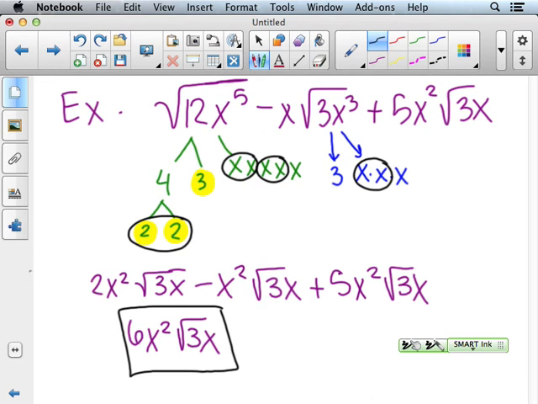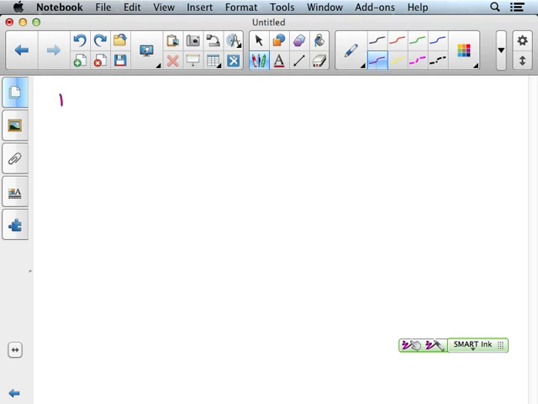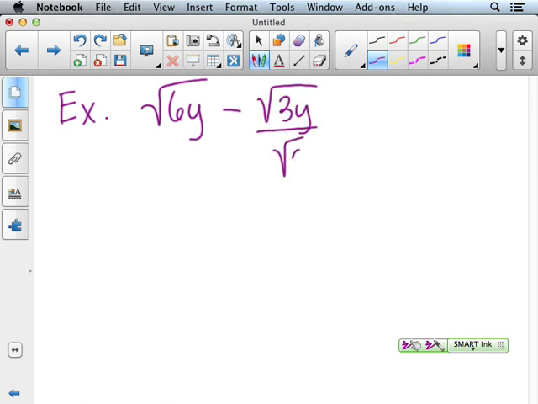All right, last one. So we've got square root 6y minus square root 3y over square root 2. So first thing I'm going to do here, and there's lots of different ways you can do this problem, is rationalize my denominator. Okay? So how do I do that? You multiply both the top and the bottom by square root 2. Good. Why do you multiply the top and the bottom by square root 2? Because that's just like multiplying by 1, and that gets rid of the radical in the denominator.